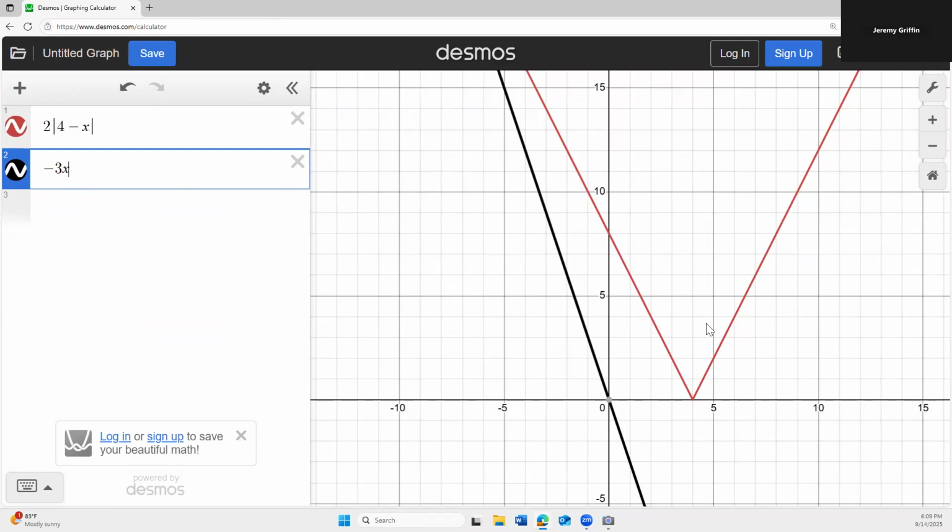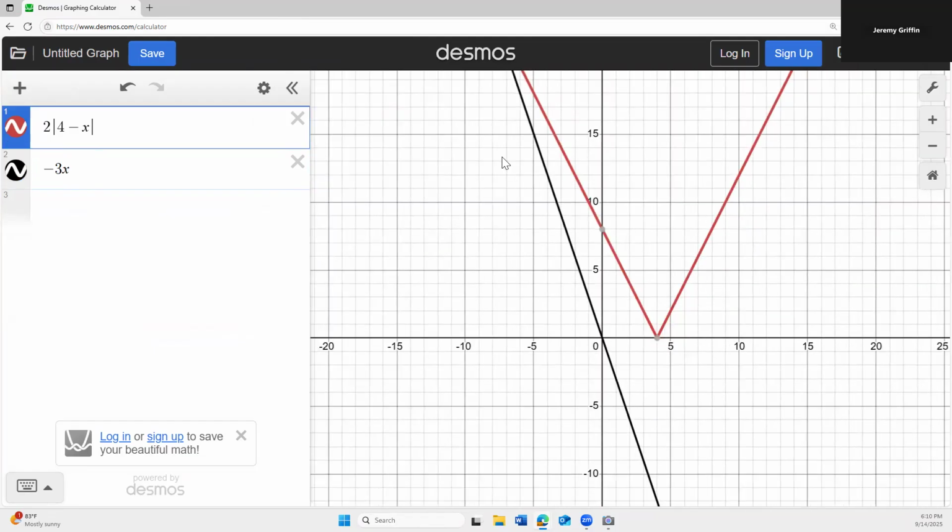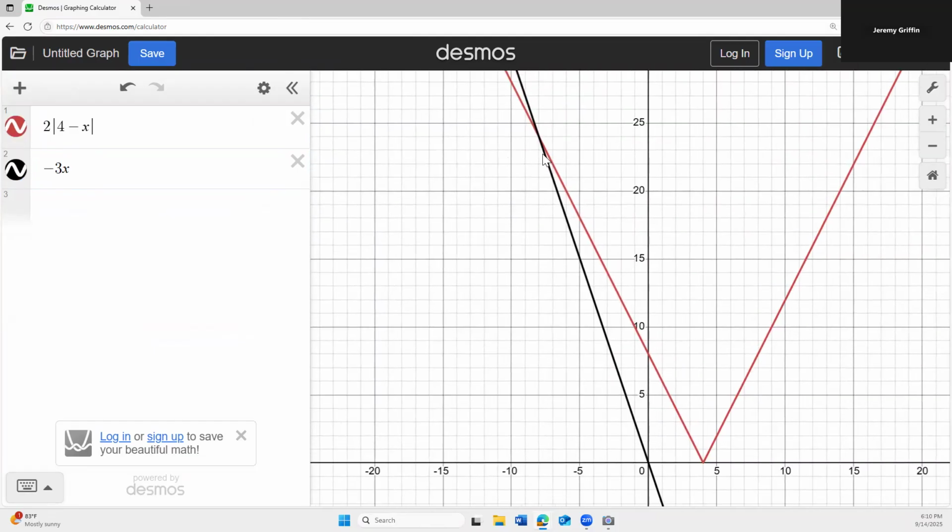All right. Yeah, so I see a V curve and I see a straight line, and they do only cross at, come on here, at one place. So there is one solution. It should be x equals -8. Bing. Yeah, it is. It sure is.